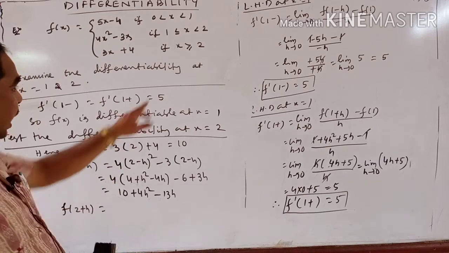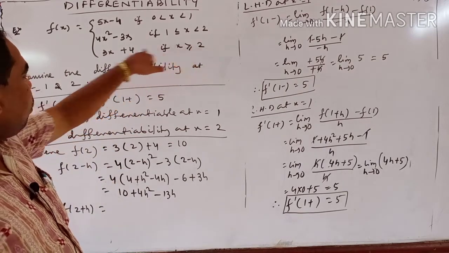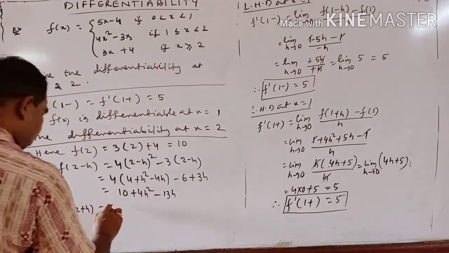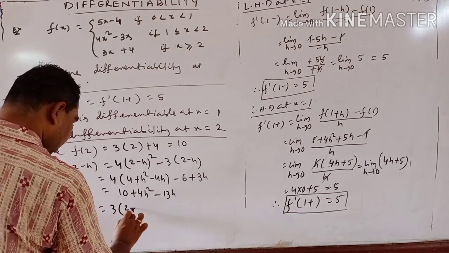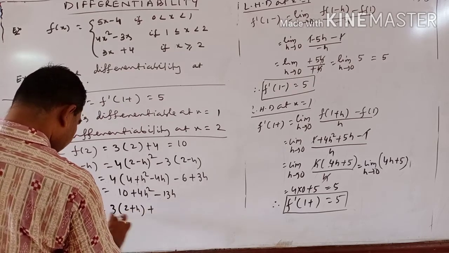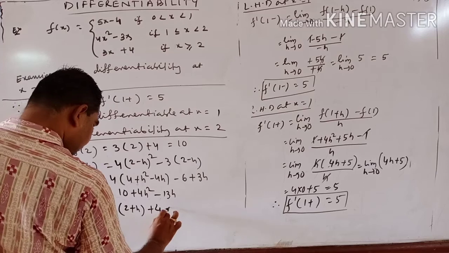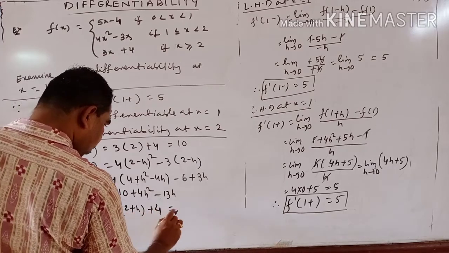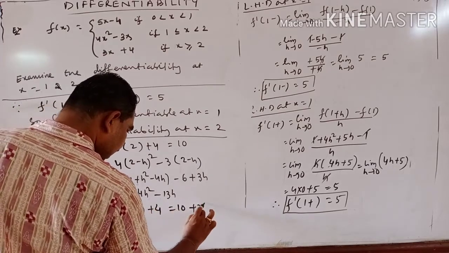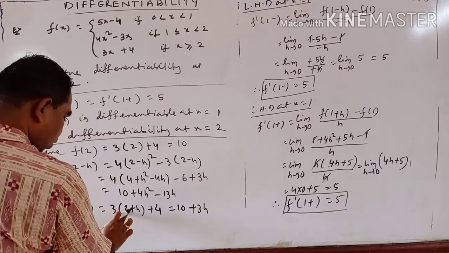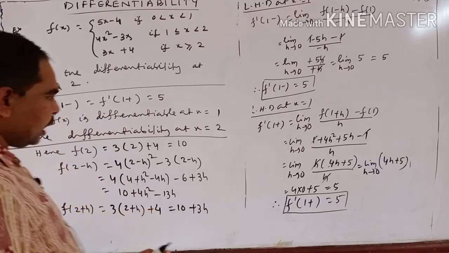Next, f of 2 plus h means x is greater than 2, x is slightly greater than 2. So when x is greater than 2, what is fx? fx is 3x plus 4. 3 into x, x means 2 plus h, plus 4, is equal to 3 into 2, 6, 6 plus 4, 10, plus 3h.